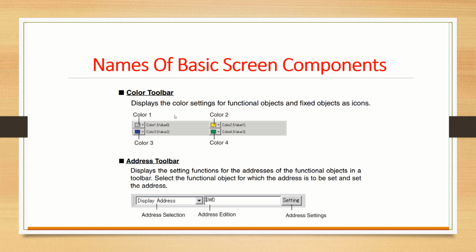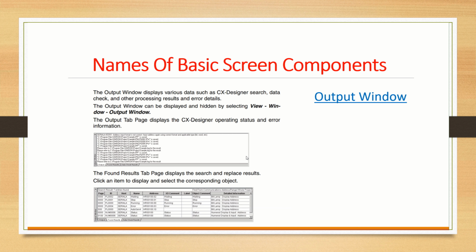The Color toolbar displays the color settings for functional objects and fixed objects, while the Address toolbar displays the setting functions of the functional objects in a toolbar. The Output window displays various data such as the CX Designer search, data check, and other processing results and error displays.